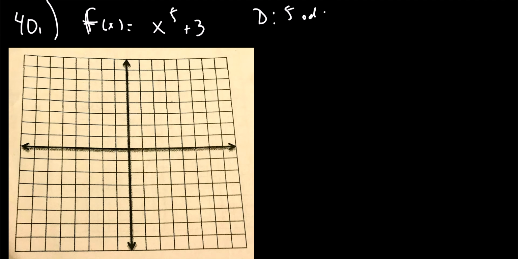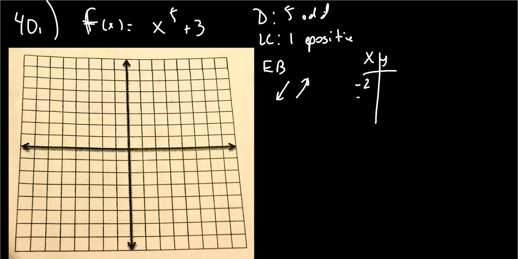40. 40, very similar. I have x to the fifth plus 3. My degree is 5, which is odd. My leading coefficient is 1, which is positive. So it means my end behavior is going to go down to the left, up and to the right. I make an XY chart. Negative 2, negative 1, 0, 1, and 2.